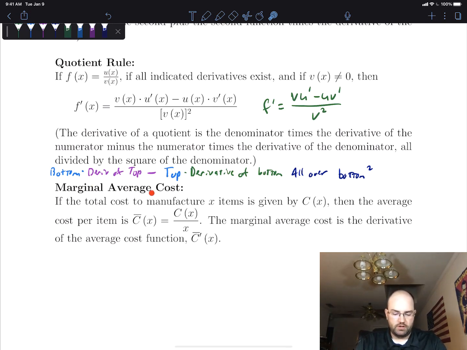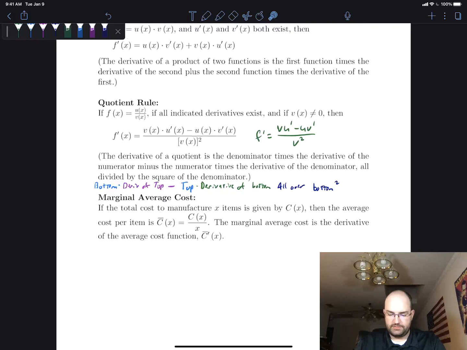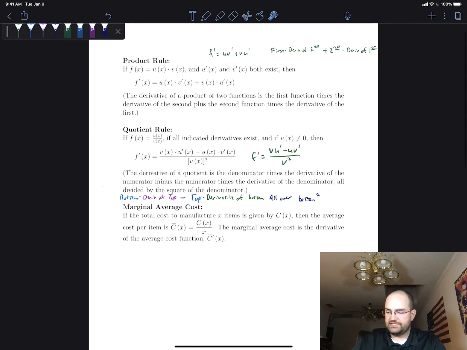Now for marginal average cost, that's actually not anything that's too crazy here. Basically, if you have c of x, you can find c bar of x. And once you have c bar of x, you can find the marginal c bar of x, in other words, the marginal average cost. Alrighty. Well, that's the introduction to this section. Let's go ahead and see how we use these.